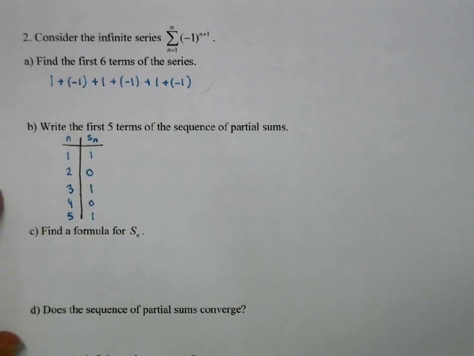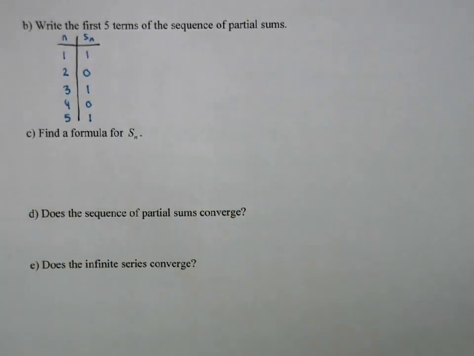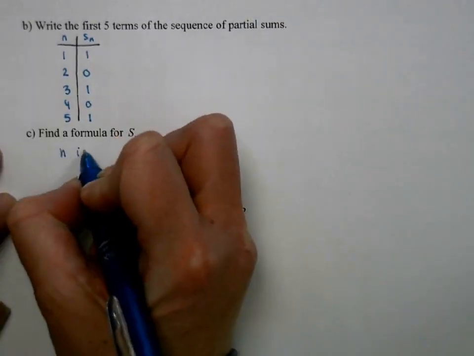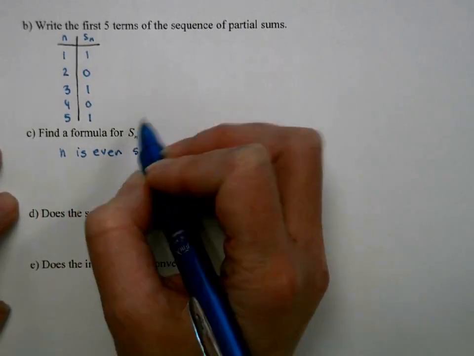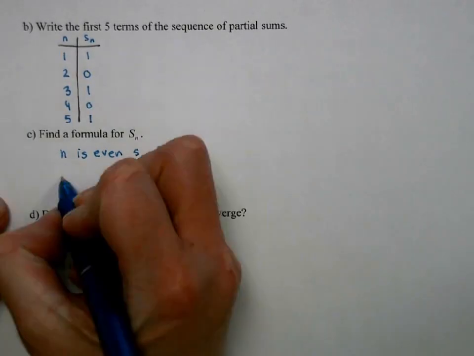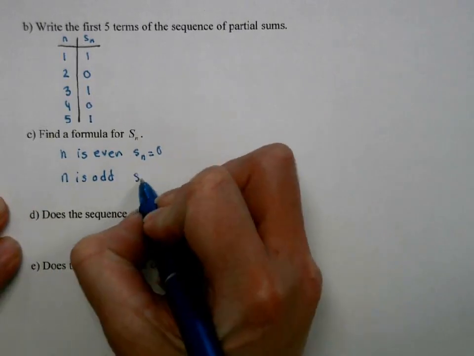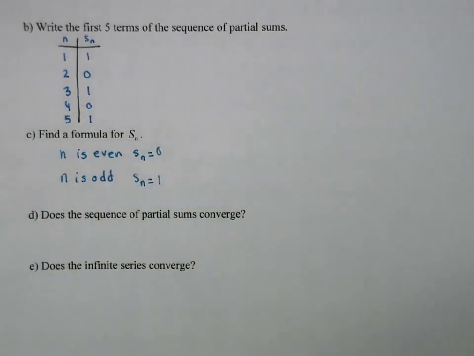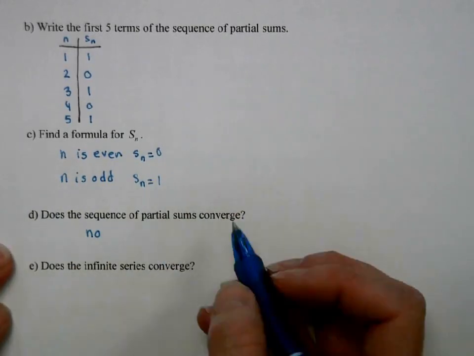So there's not really a great formula, but you can get creative with it. I'm just going to say if n is even, my Sn is 0, and if n is odd, Sn is 1. Since this thing is bouncing around, not going real big or real small, it does not converge. So the partial sums don't converge, so the series does not converge.